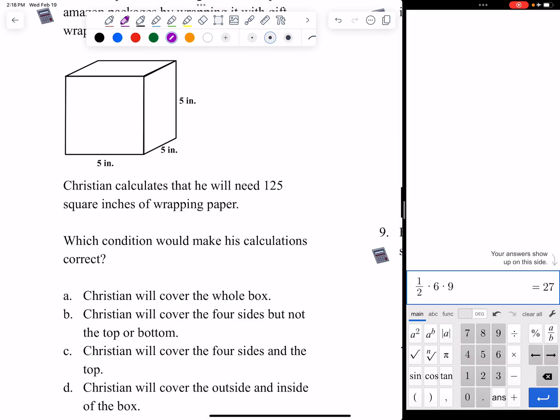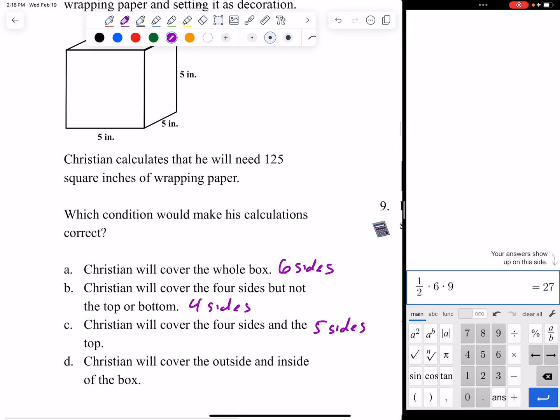He's going to cover the whole box, so that's 6 sides. He's going to cover 4 sides, but not the top and bottom, so that's 4 sides. Christian will cover the 4 sides and the top, so that's 5 sides. And Christian will cover the outside and the inside of the box. So if there's 6 sides on the outside, there's 6 sides on the inside. That's 12 sides to cover. That's a lot of paper. So what he said was that he only needs 125 square inches.